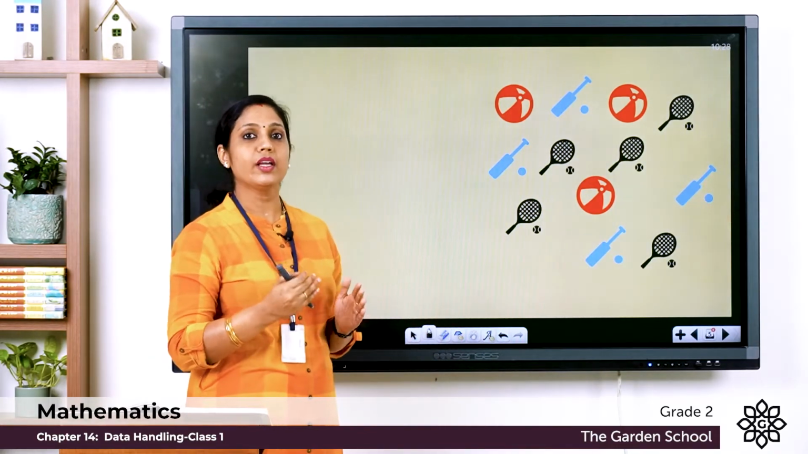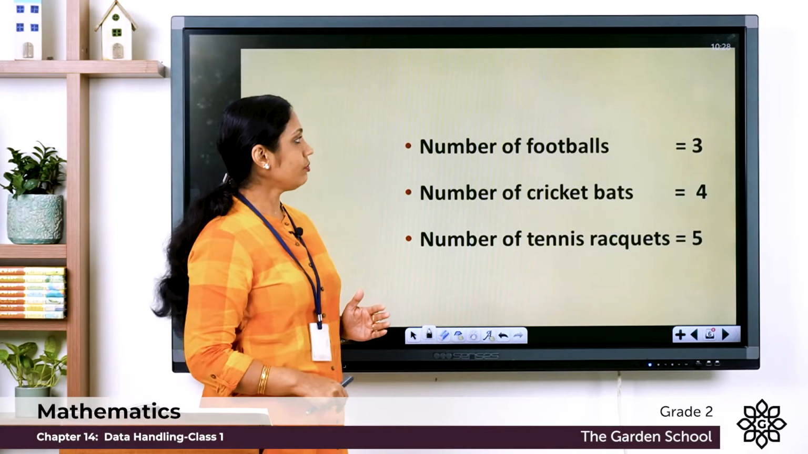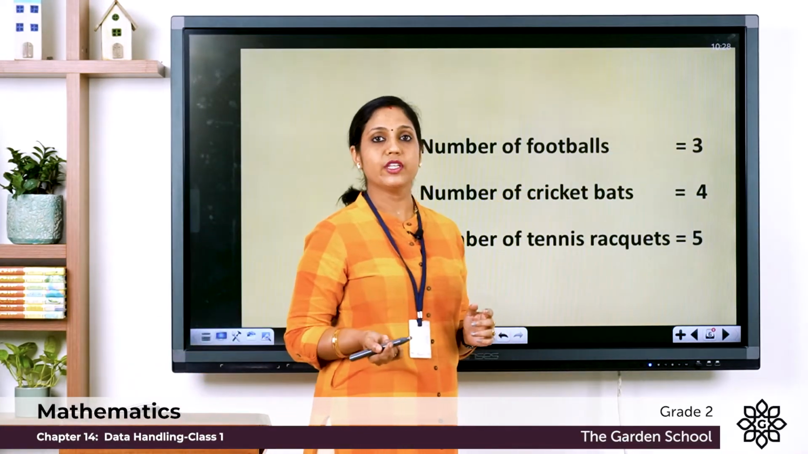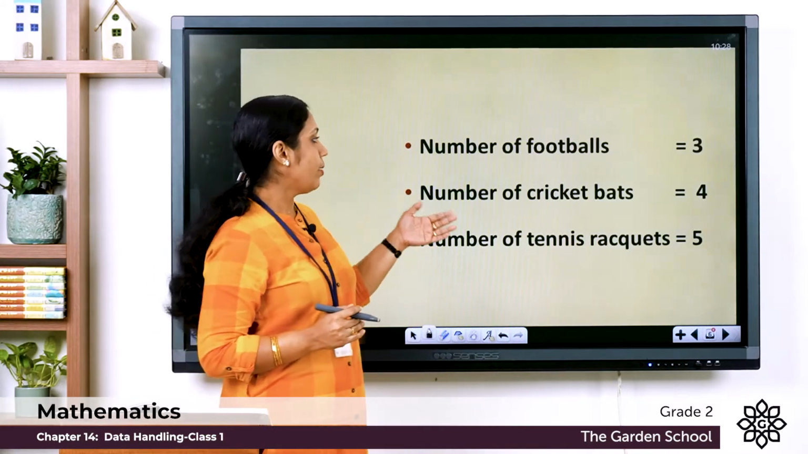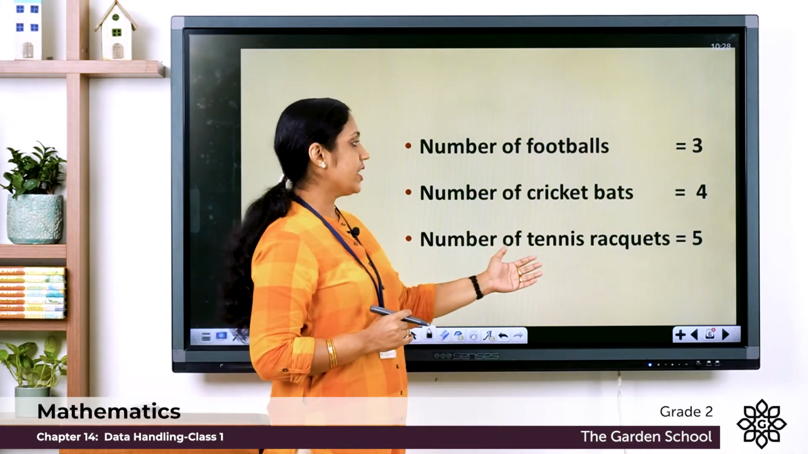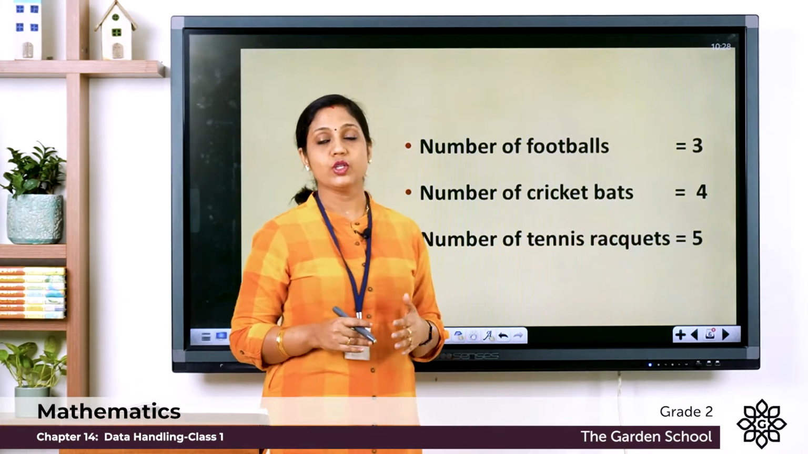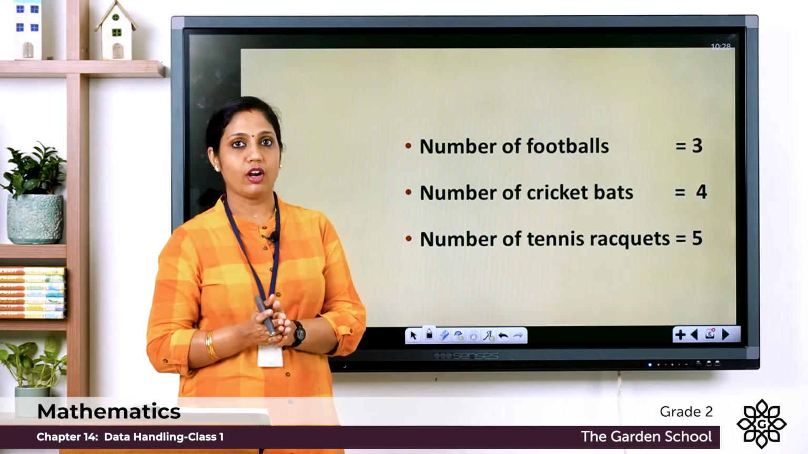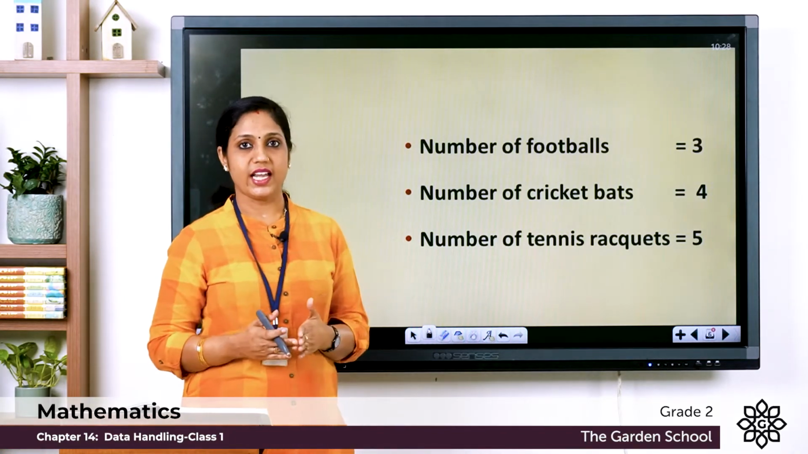Now let's write them in detail. Number of footballs is equal to 3. We saw that in the picture there are 3 footballs. Number of cricket bats is equal to 4. Number of tennis rackets is equal to 5. So the sports items they have given, we have kept a record of it by writing. So this is data handling.